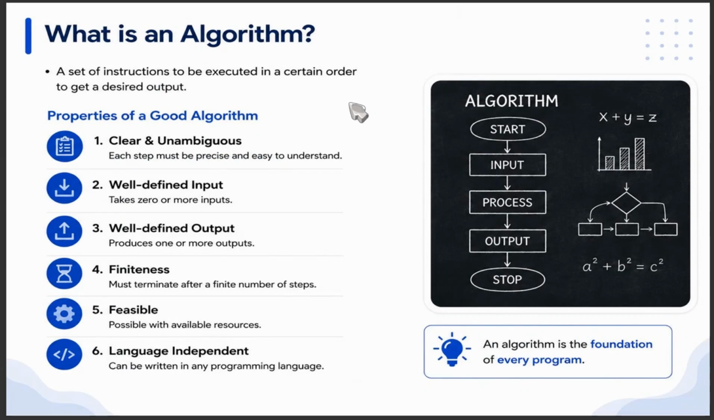By now you know what the data structures are and why they matter, but data structures alone are not enough. We need algorithms to operate them. In this video we will define what an algorithm is and list the 6 properties of a good algorithm, classify data structures into linear versus non-linear, and take a deep dive into the static versus dynamic distinction with real world examples.